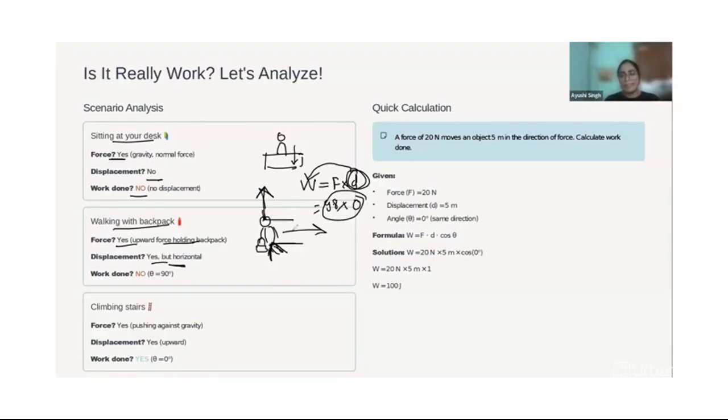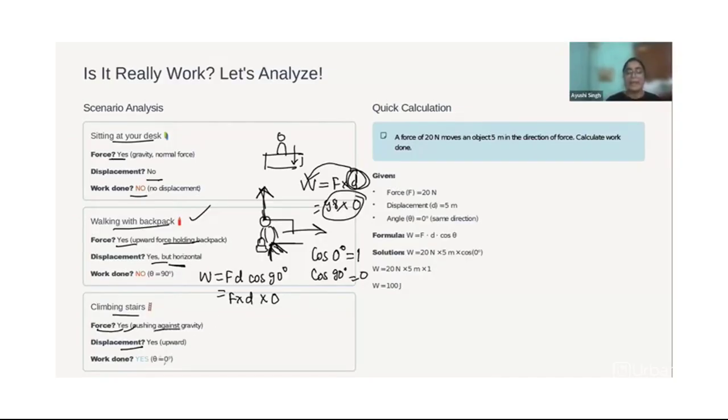So this is 90 degrees, and I told you that cos 0 degrees is equal to 1 and cos 90 degrees is equal to 0. So when you apply the formula W = F D cos 90 degrees, you will get F into D into 0, right? So everything will come out as 0. So again, here also no work is done. Then climbing stairs. So force applied, yes. It is applied pushing against gravity.